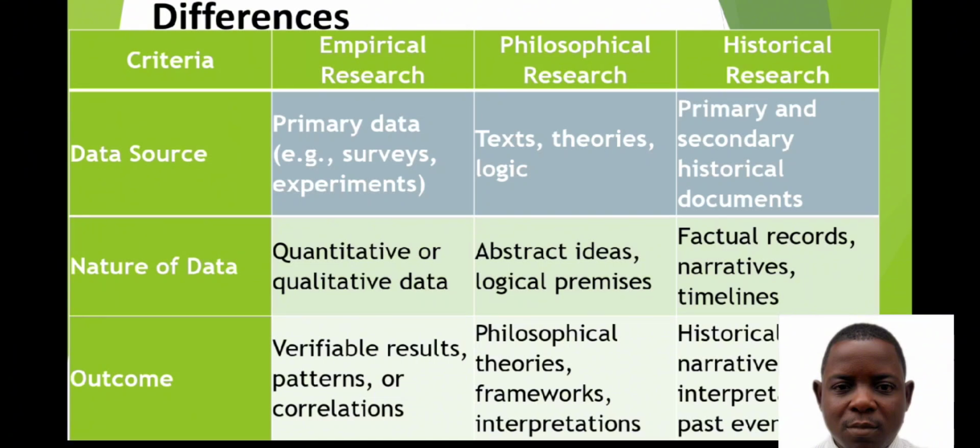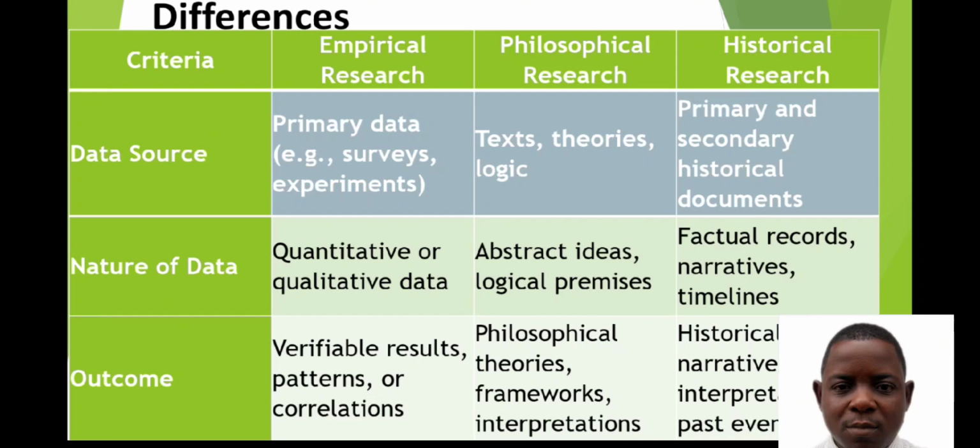So now let's look at the nature of the data. The nature of the data for empirical research is quantitative, or sometimes it could be qualitative. Then for philosophical research, the nature of data is abstract ideas and logical premises. These are the nature of the data that you will be dealing with. Then if you are on a historical research, the nature of your data will be factual records, narratives, and timelines.